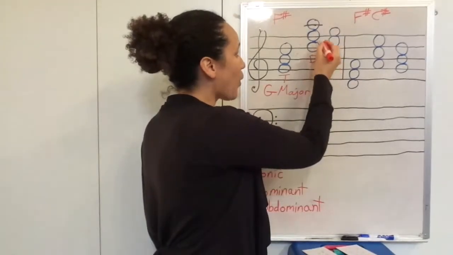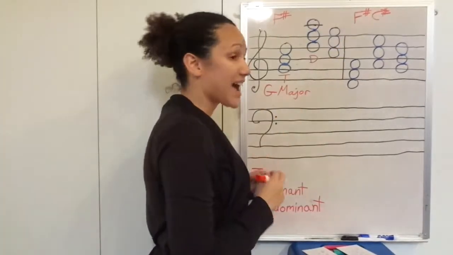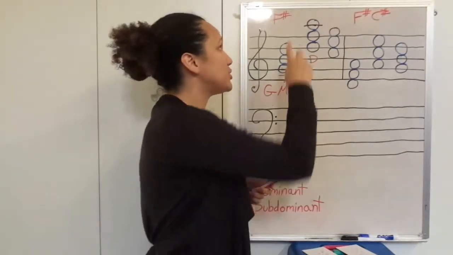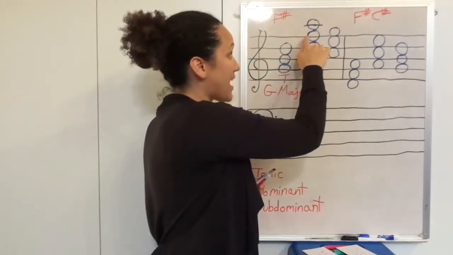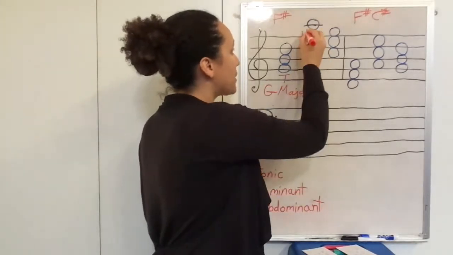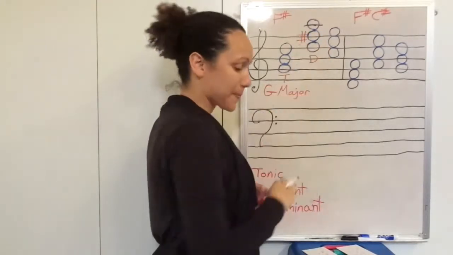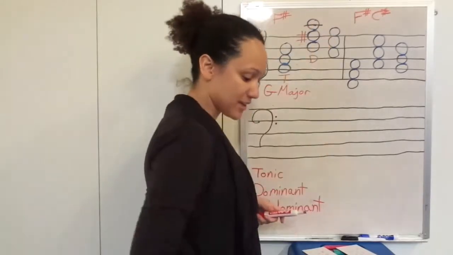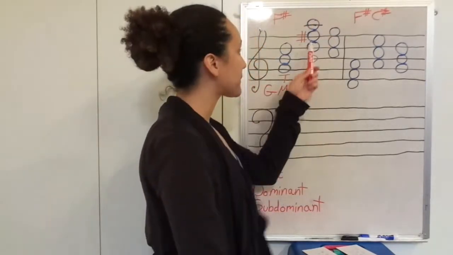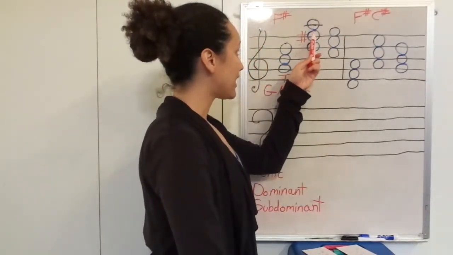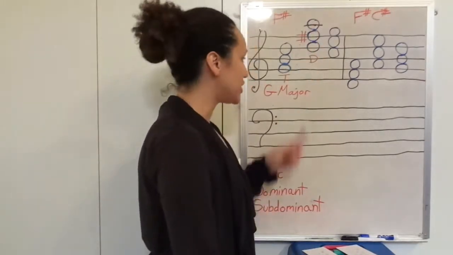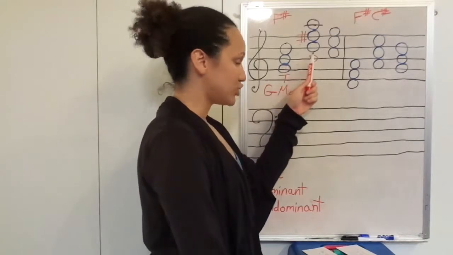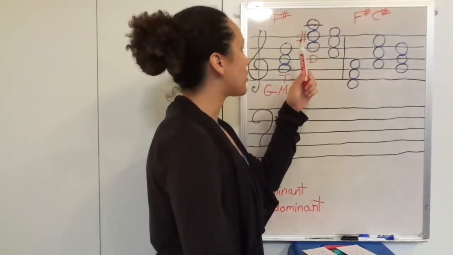Now, the D major chord has an accidental. It has to use the F sharp instead of an F. So we have D skip up to F sharp, and then skip up to A. So there's D, F sharp, and A. G chord, tonic, dominant, D chord.